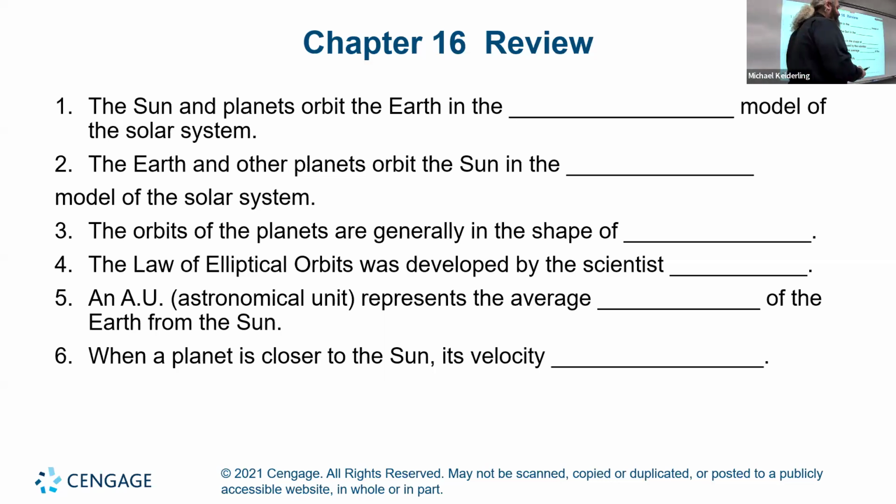So let's start with some review of chapter 16. The sun and the planets orbit the Earth in the geocentric model of the solar system. The Earth and the other planets orbit the sun in the heliocentric model of the solar system. The orbits of planets are generally in the shape of ellipses. The law of elliptical orbits was developed by the scientist Johannes Kepler. An astronomical unit represents the average distance of the Earth from the sun.